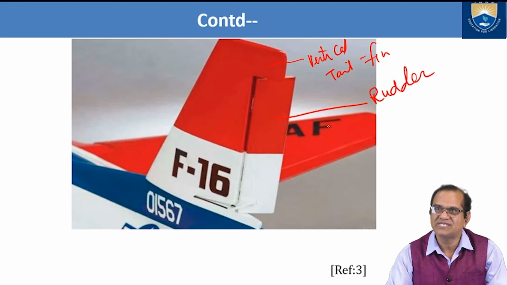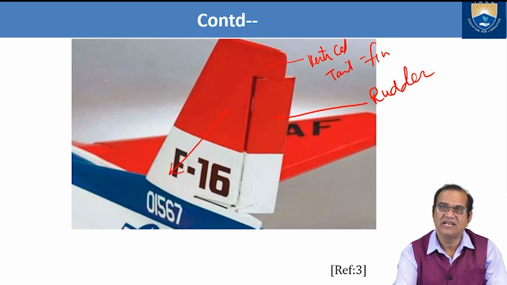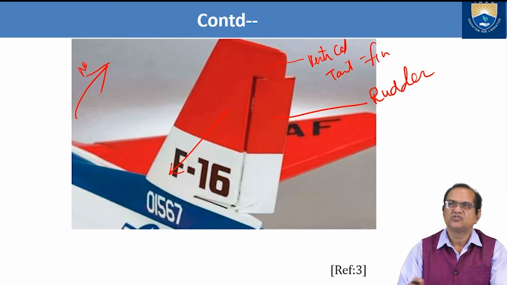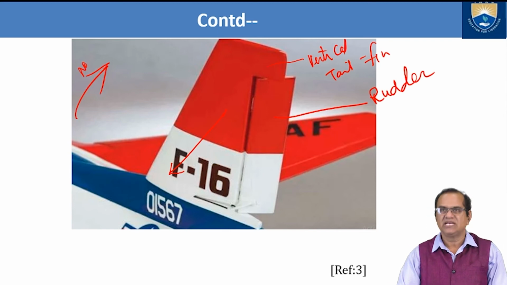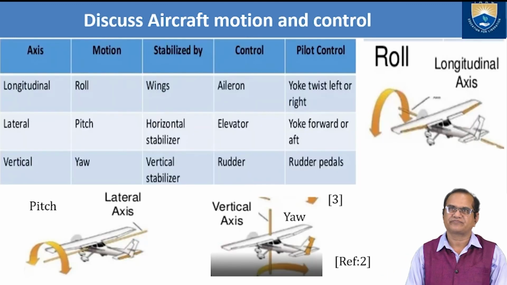Just you can see here that this rudder turns towards the right. So if you turn towards the right, then a force will act in this direction and the nose is here, the nose will also move in this direction. So in this way, the rudder is behaving and this rudder is applied in this way.